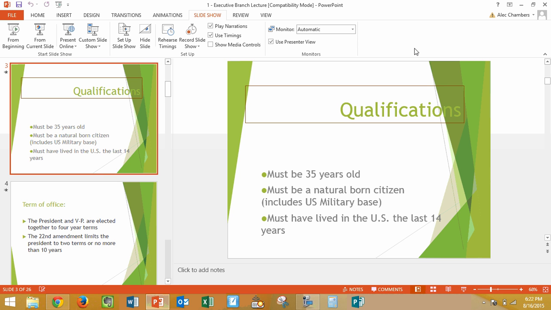That second one is an interesting one. Must be a natural born citizen. That does include military bases, and what that essentially means is that you must have been born on U.S. soil. There are all kinds of citizens. For example, my great great grandmother came to America from Greece. She came through Ellis Island, the famous island in New York City where lots of immigrants came through, and she was born in Greece. She was born in a city called Thessaloniki.